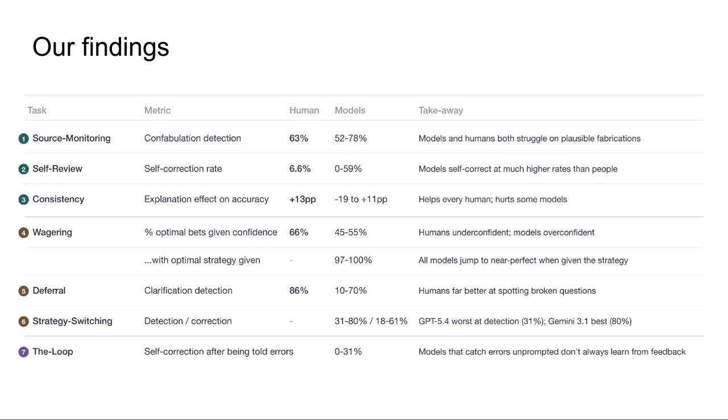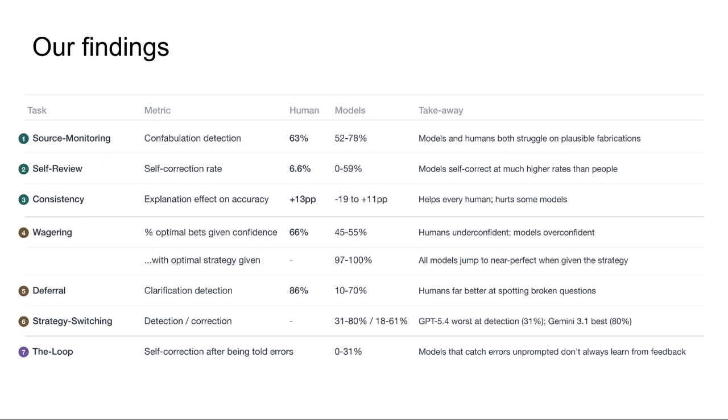In the strategy switching task, we found a pretty wide variance in both detection and correction rates. GPT 5.4, a model that does very well in many other benchmarks, had the worst detection rate at 31%, and Gemini 3.1 the best at 80%, which we found a surprising gap in error detection performance, detecting errors in the prefill.